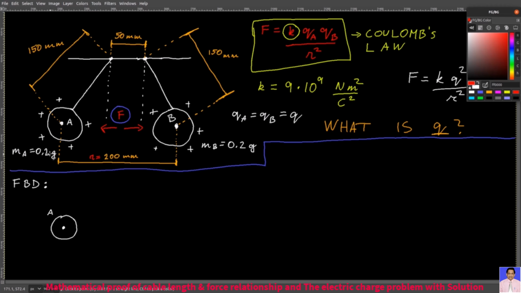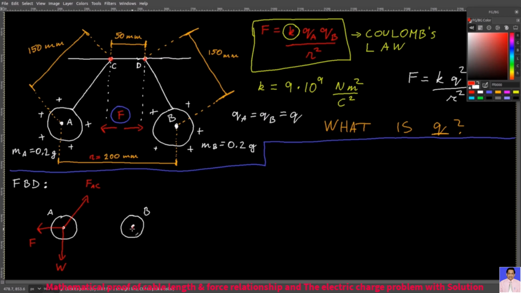Because it has mass, it also has force of gravity. Then sphere B applies this electric force to sphere A in this direction. And then here you have another force, which is along this wire. So if I say that this point here is C, and this point here is D, then this force here would be FAC.